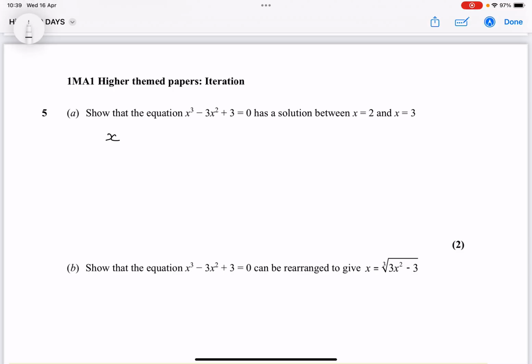So x equals 2. 2 cubed minus 3 lots of 2 squared plus 3 equals minus 1. X equals 3, so I've got 3 cubed minus 3 lots of 3 squared plus 3 equals... I'm guessing it's going to be 3. Yeah, it's 3.